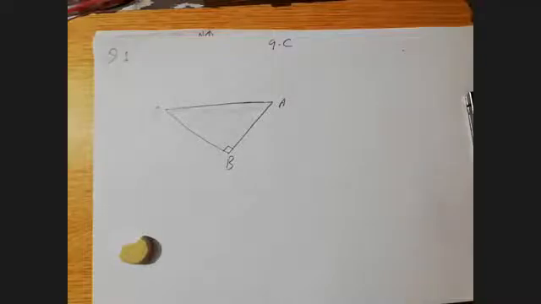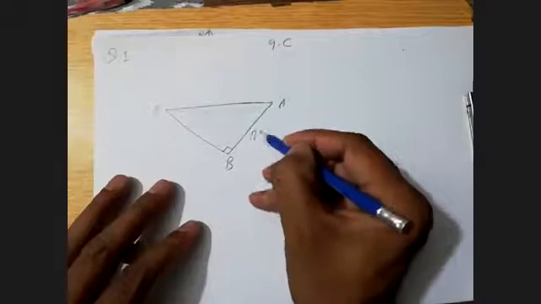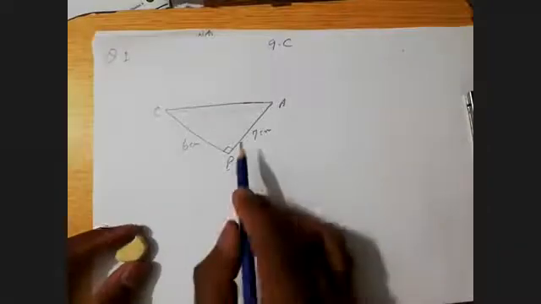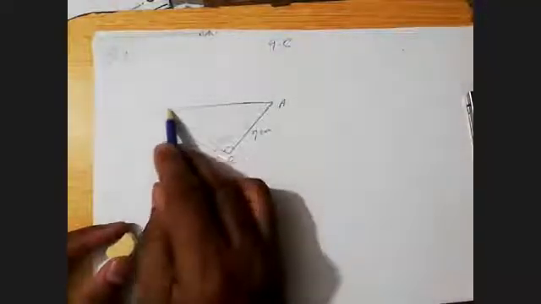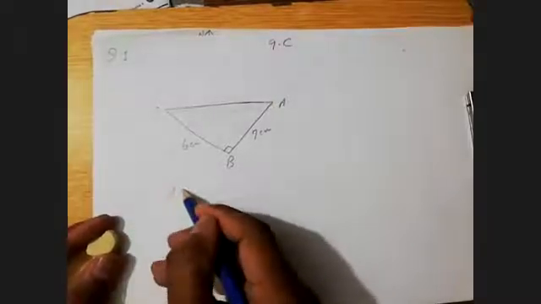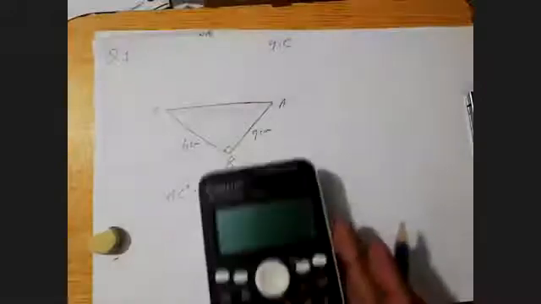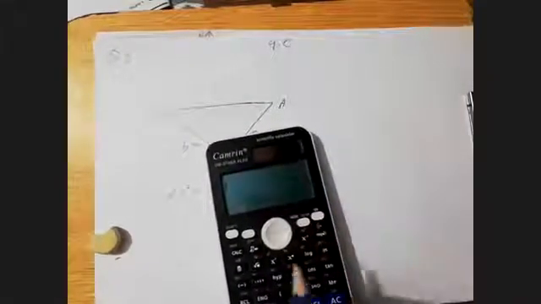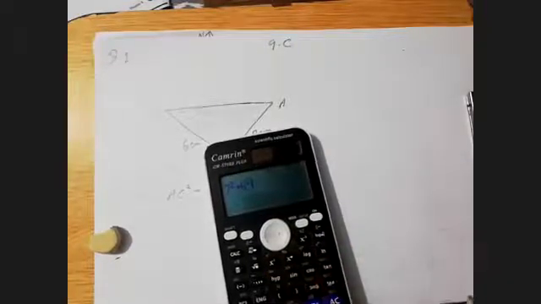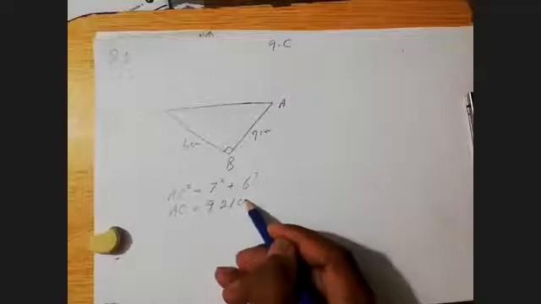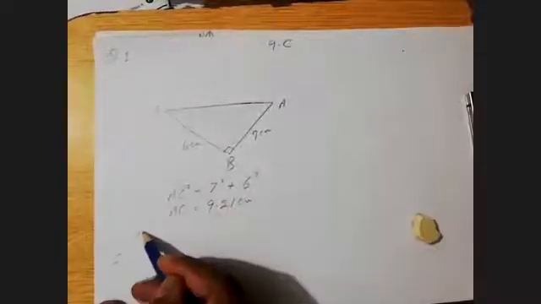We have to find the side AC. I am not drawing the complete triangle first of all, only the portion which is required. In the first part, AC is required. It is very simple to find AC with the help of the Pythagoras theorem, because AC is against the 90-degree angle. So the first part is very simple. AC square is equal to 7 square plus 6 square. So you can directly find 7 square plus 6 square, which is 85, so AC is 9.21 centimeter.